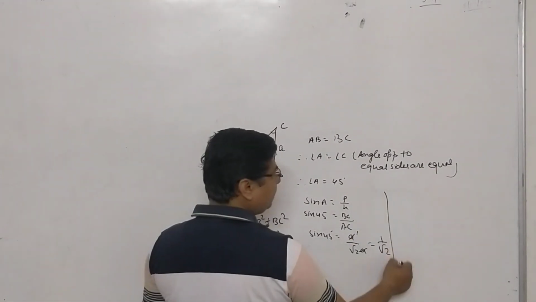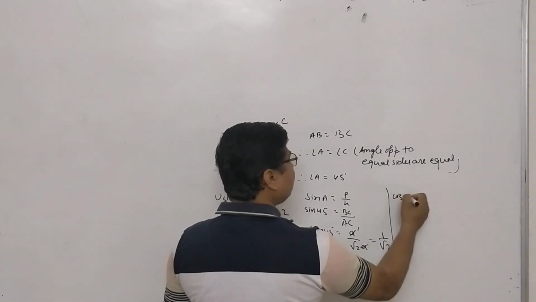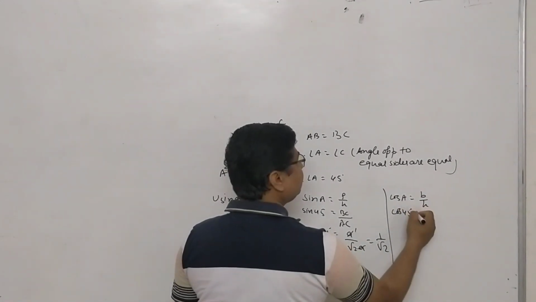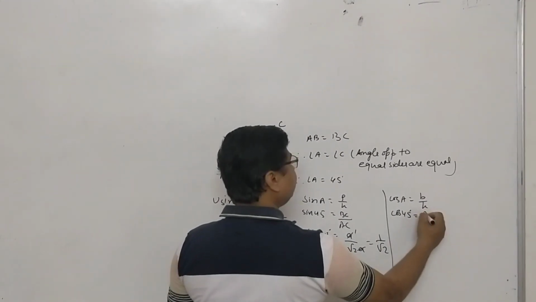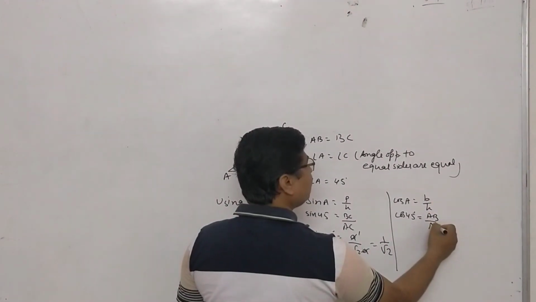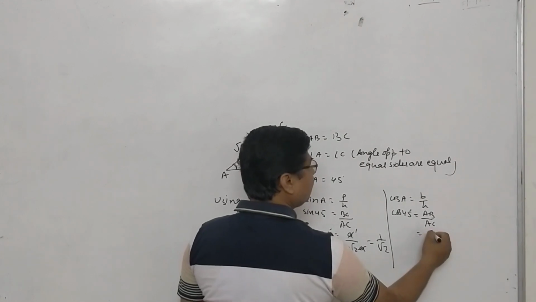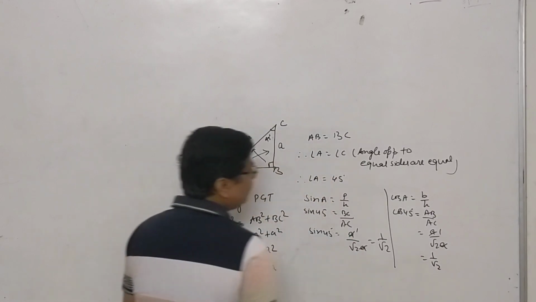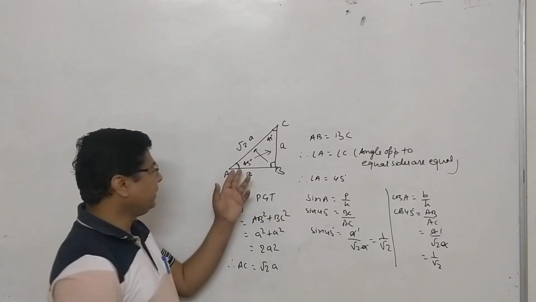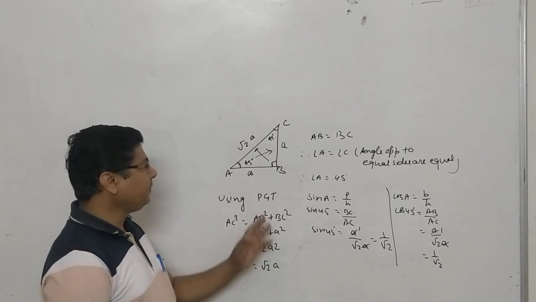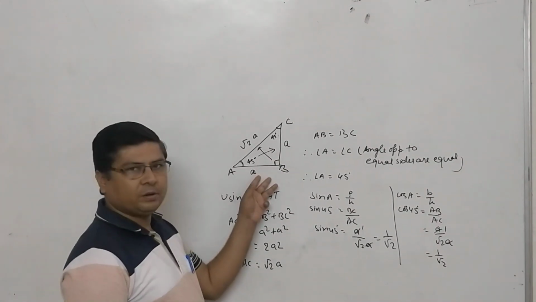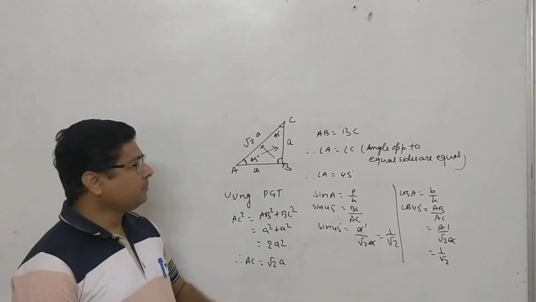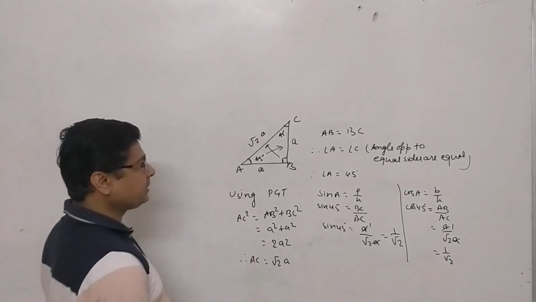Similarly, we can find value of cos A, formula is B by H. So putting the value of A as 45, B is here AB and H is here AC. So it will be A upon root 2A. So we will get 1 by root 2. You can find similarly other values. If we need to find tan 45, it will be P upon B. So A by A, that is 1. Similarly, sec, cosec and cot will be calculated using the same figure.